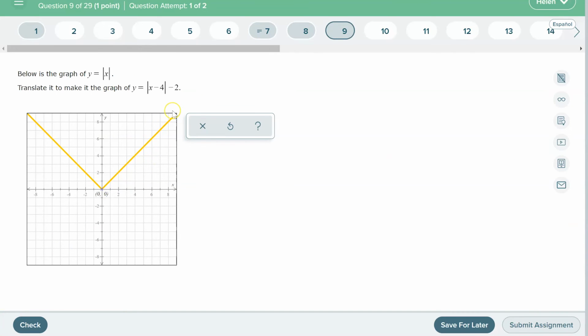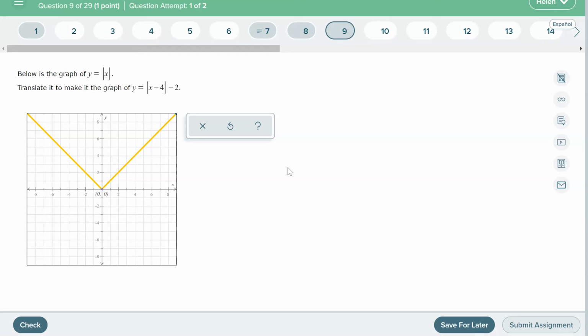Okay, let's try this one. So they've given me the graph of absolute value of x, and we want to transform it or translate it to make the graph of y equals absolute value of x minus 4, and then subtract 2. So remember, inside the bars is what's happening to x, outside the bars is what's happening to y. Here I see x minus 4, so pause the video and think about what transformation that would be. You might need to write it down. You might be able to think it.